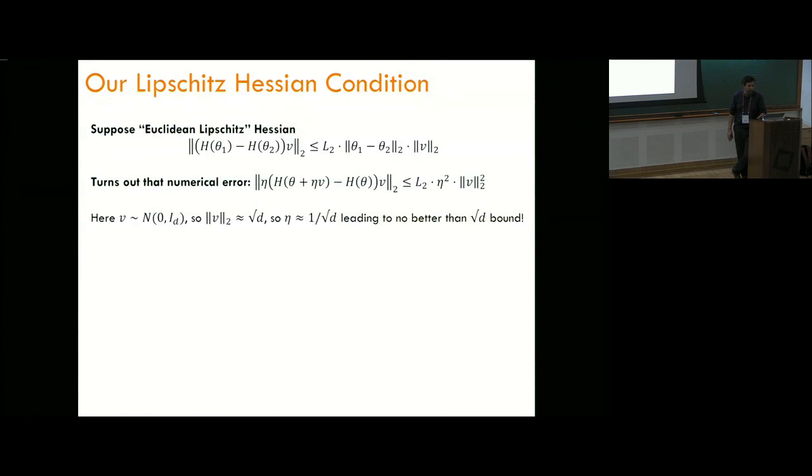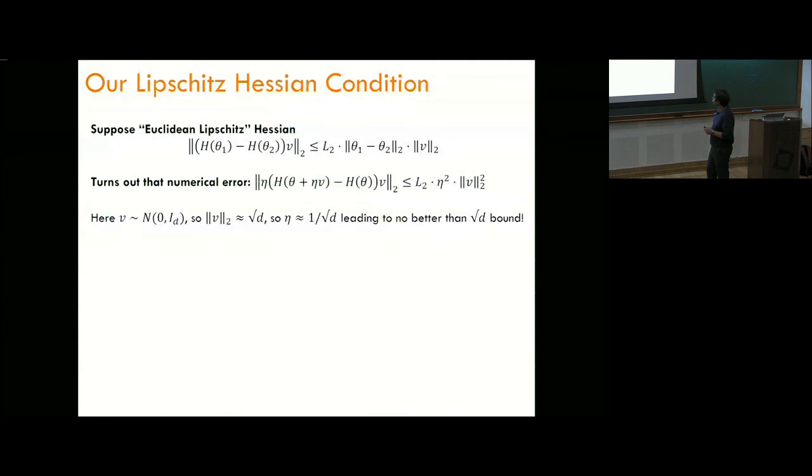But maybe I can give you some intuition why the standard Euclidean Lipschitz Hessian condition is not enough. For somebody in optimization, they know these things very well. These are like self-concordance conditions in interior point methods. So the most naive thing to do would be to assume that the Hessian is Lipschitz with respect to the 2 norm, where H is the Hessian of the function. And you have to believe me on this one. I've said it a few times that the numerical error is controlled by something like this.